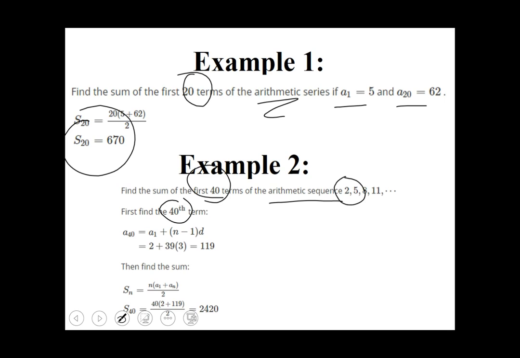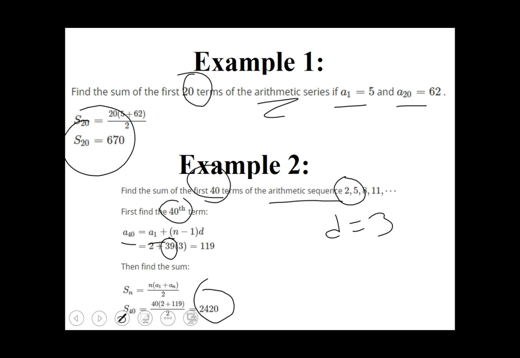So the first thing we have to do is use one of our formulas from yesterday to calculate the 40th term. Between the 40th term and the first term, there are exactly 39 terms. Each of those terms is multiplied by the common difference, which if you do any term back minus front, you can see is 3. We then calculate the 40th term to be 119, and then we can find the sum of those 40 terms. 40 divided by 2. The first term is 2. The 40th term is 119. Do those calculations for a sum of 2420.